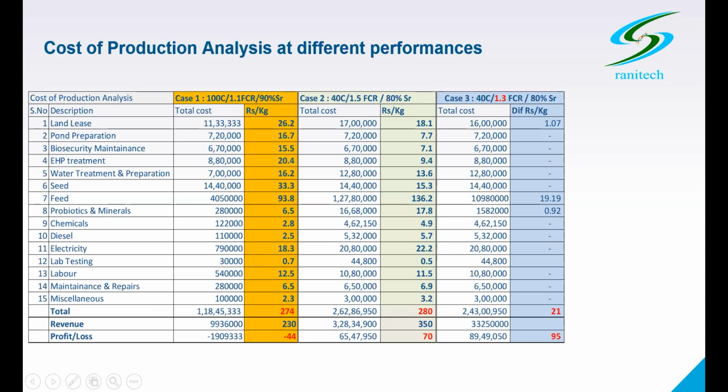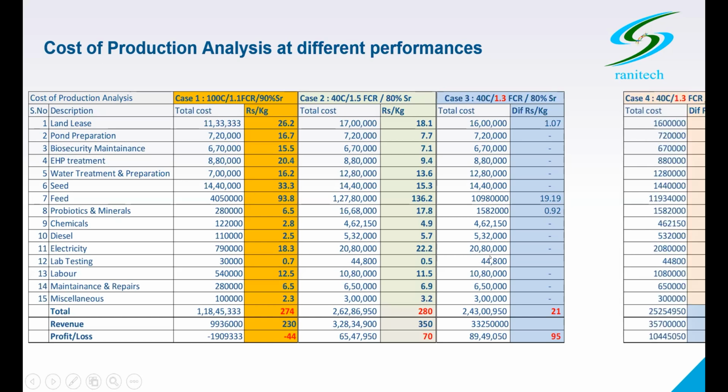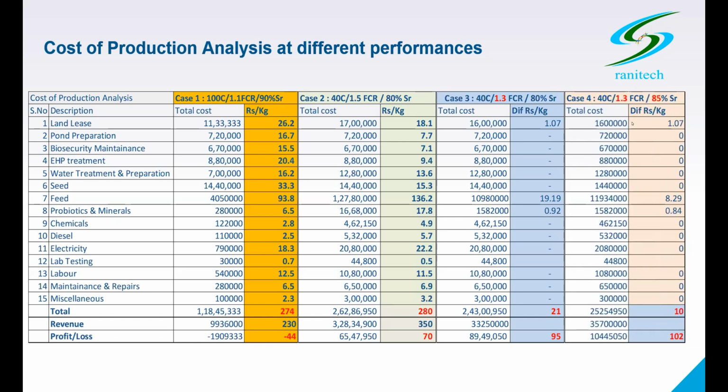And target 1.3 FCR, at least 1.3 FCR, so that you can save 21 rupees. And the last one, I have a fourth case in which FCR is still 1.3 and I have raised survival from 80% to 85%. So instead of 80%, I have raised my survival to 85% and it has added another 10 rupees of profit, raising my profit to 102 rupees at the same selling price.